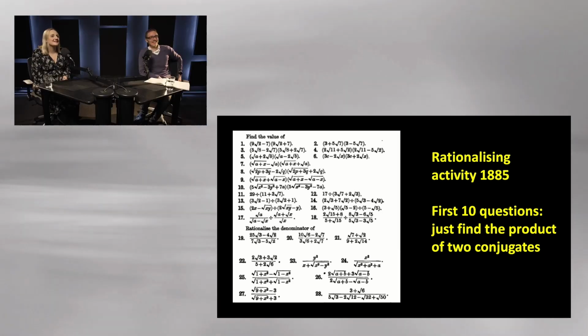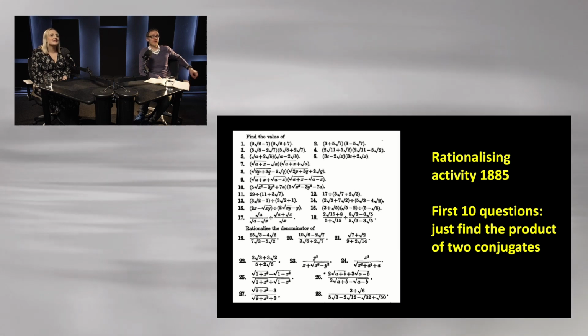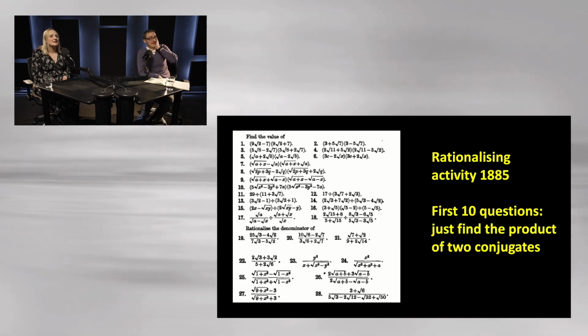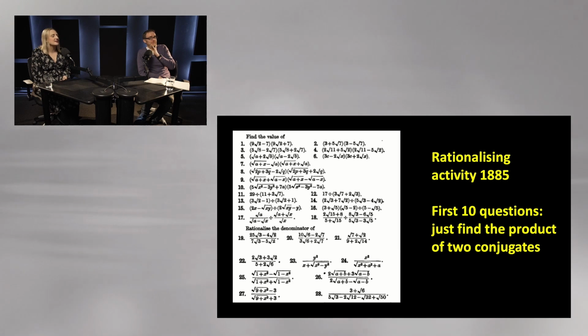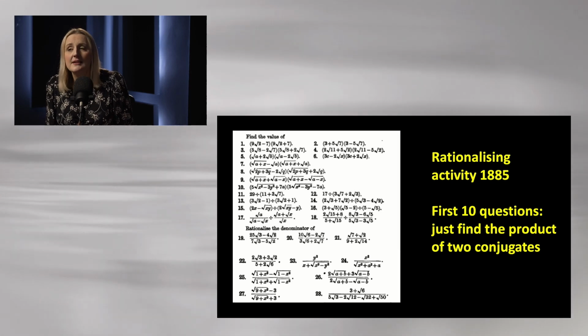Right, and then this is an old textbook, 1800s, 1885 in fact. And this is rationalising, but I tell you what's nice about this. I'm not suggesting anyone uses this activity, but I just want you to see the first 10 questions. Not rationalising a denominator, but multiplying conjugates. So we've got 9 root 2 minus 7 times 9 root 2 plus root 7, and they're practising that skill. They should all give rational answers because they're all conjugates.